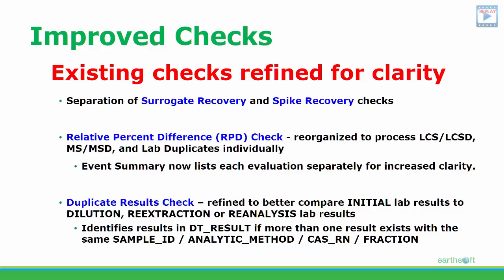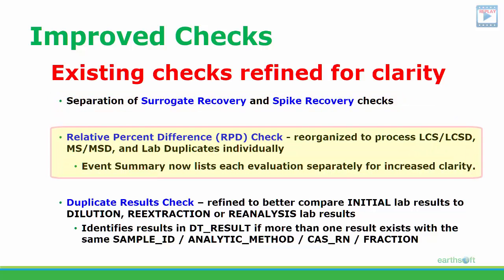All right, so some of the improved checks that we have introduced: some of the existing checks that we have have been refined for clarity. So first off, we separated out our surrogate recoveries and spike recoveries into two separate checks. So you can manage your flagging to be different depending on what kind of sample type has some sort of spike recovery exceedance.